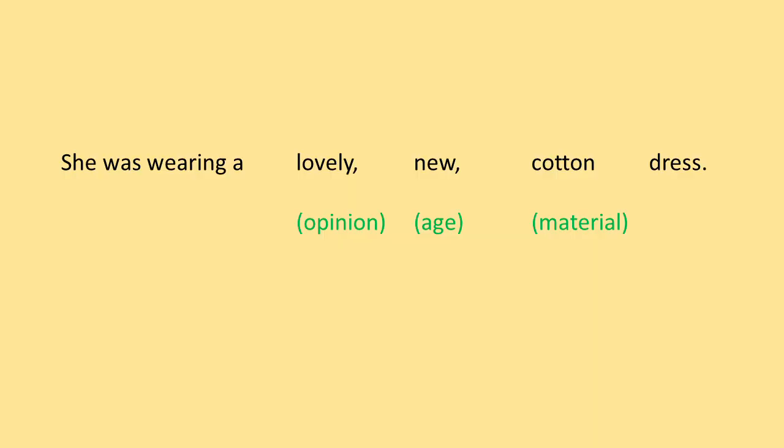She was wearing a lovely new cotton dress. So we have three adjectives in this sentence: lovely, new, and cotton. Lovely is an opinion. New gives us information about the age of the dress. And cotton is the material. So if we refer back to the list, it does follow the list.